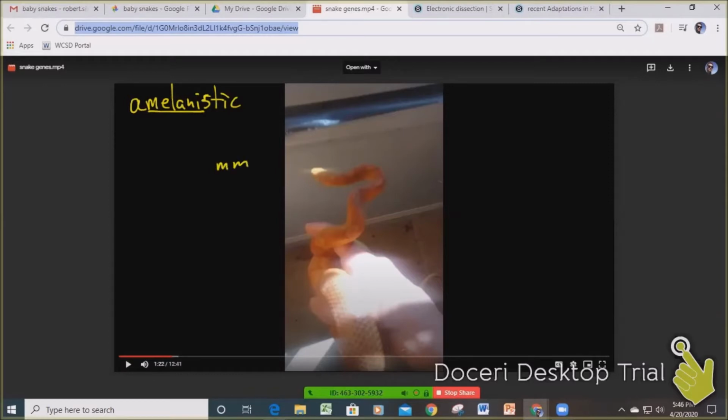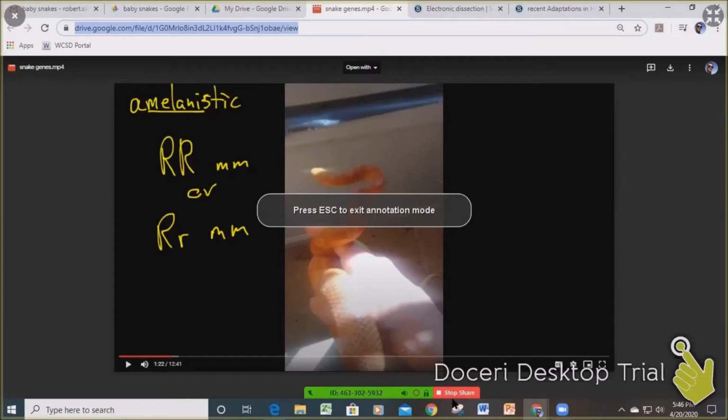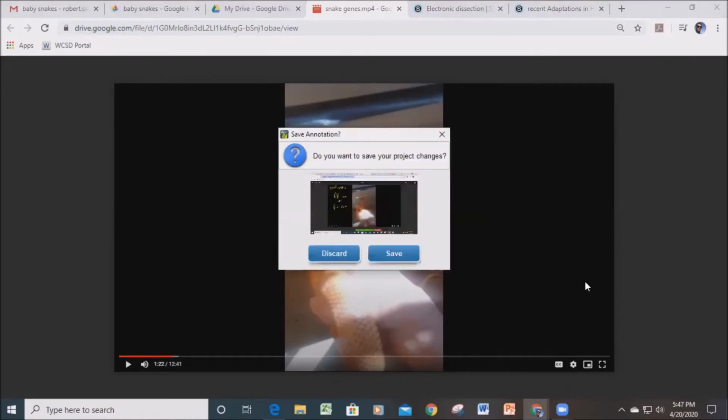Now, for making the red pigment, we're just going to use R for the red. What we don't know is if she is big R, big R or big R, little r, because both of those genotypes would result in the same phenotype, which is what she is, an amelanistic corn snake. All right, let's move along with the video. So this was Melanie from our class. She says hello.